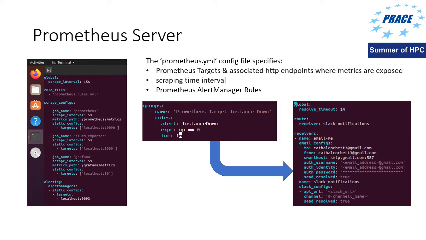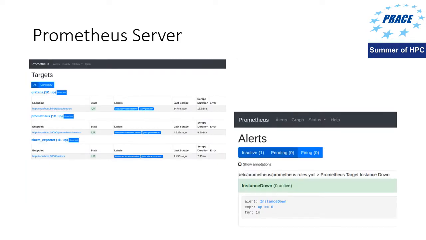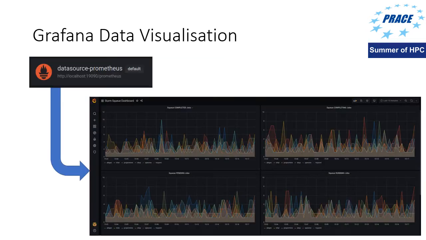The Prometheus server is configured in the prometheus.yaml file. Here, the Prometheus targets and their associated HTTP endpoints are specified, along with the scraping time interval and the Prometheus Alertmanager rules. We have one rule configured for when a Prometheus target instance becomes unavailable. On the right, we have our mediums to which these alerts will be sent. One medium is via email and the second is via Slack notification. On the left, we can see our three Prometheus targets running and the URL to their metric values. On the right, we can see our single alert running, which is fired when one of our Prometheus targets on our left becomes unavailable.